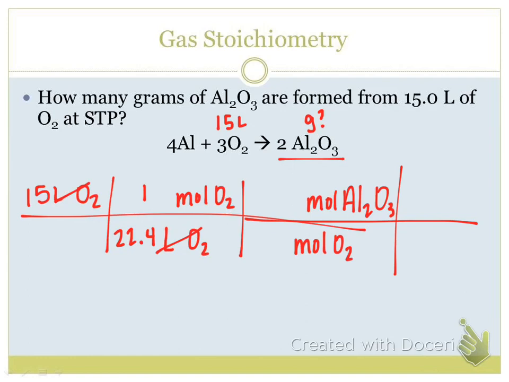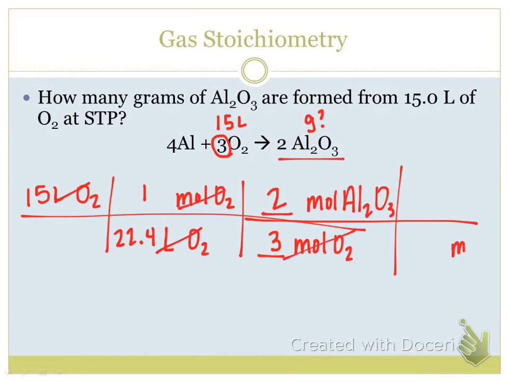This number comes from the balanced chemical reaction. So what number goes here? 3, right? And what number goes here? 2, right? From our Al2O3. Okay. So I've canceled moles.